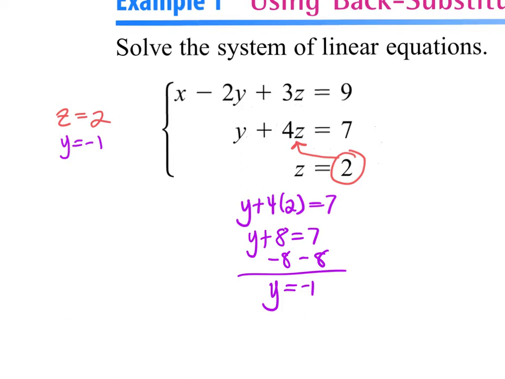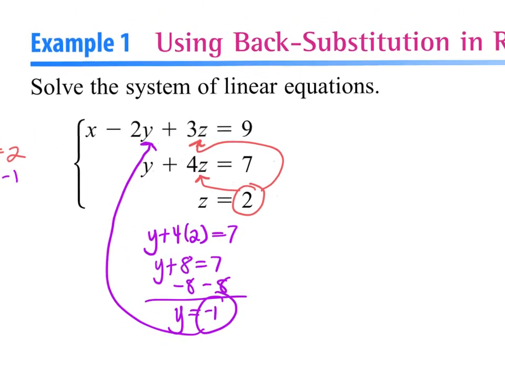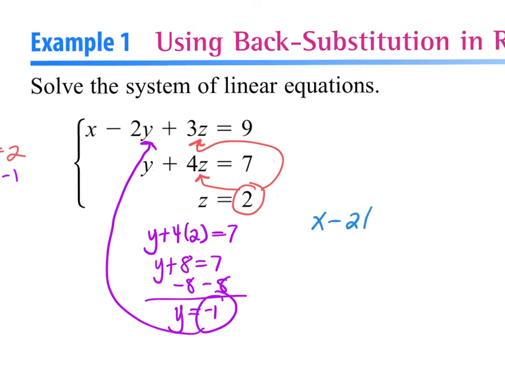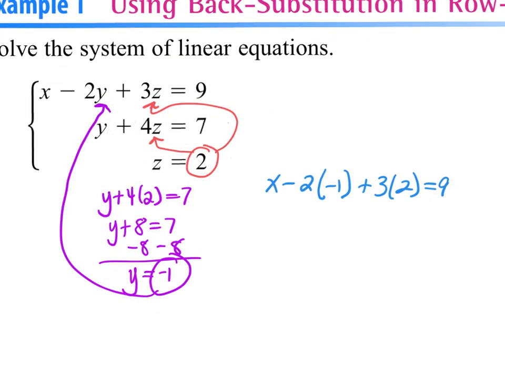And now what am I going to do? I'm going to take this negative 1, I'm going to plug it right there. I'm going to take this 2, and I'm going to plug it right there, and I'm going to solve for what? Okay, so I'm going to say x minus 2 times negative 1 plus 3 times 2 equals 9. This is where you guys will make mistakes. Some of you will rewrite that, and you'll say equals 7 because you looked at the wrong equation. Or you'll miss that there's a negative 2 and a negative 1, which becomes a what? Positive. Little stuff like that makes a ginormous difference.